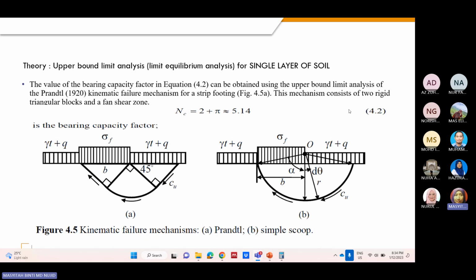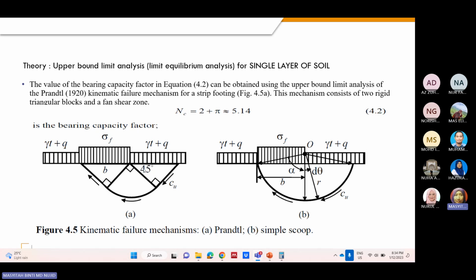Kalau you ada simple scoop, so the simple scoop gives you a different slip circle of the problem. For example here, kalau you tengok sini, the mechanism of two rigid triangle blocks and a fan shear zone, that's referred to as the simple scoop. So the simple scoop here is totally different because alpha ni kita tak tahu nilai dia berapa. Tapi kalau you tengok Prandtl failure mechanism ni, dia dah specify dah the angle of the failure is 45 degree.